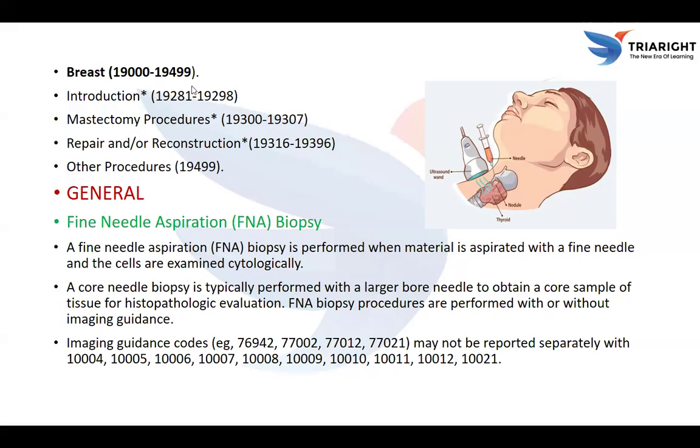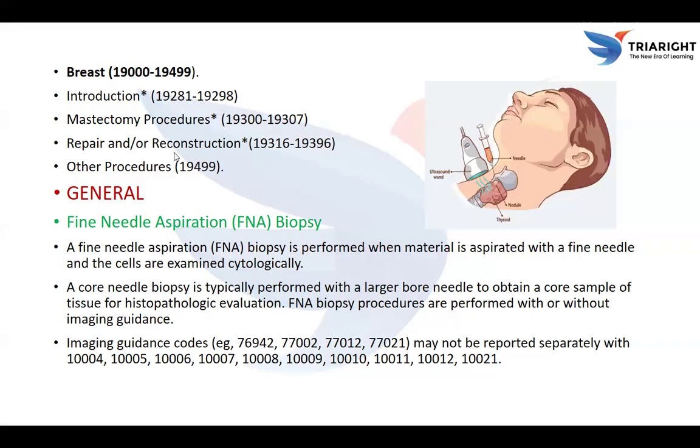The code ranges are 19281 to 19298. Mastectomy procedures 19300 to 19307. Mastectomy is surgical removal of the breast tissue, usually for cancer. Types include partial mastectomy, total or simple mastectomy, radical mastectomy. Removal may be partial or complete. It is often followed by reconstruction.